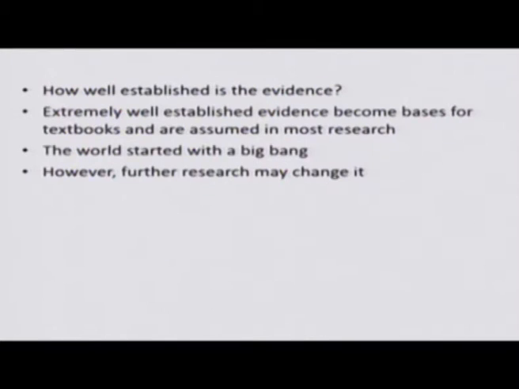Earlier in schools, we were taught that there are 9 planets in the solar system. That was very well established till some years back, when scientists relooked at the evidence and then demoted the status of Pluto. So, further research may change it, but some things are well established and accepted, and they become part of textbooks, and it is assumed for further things in many studies.